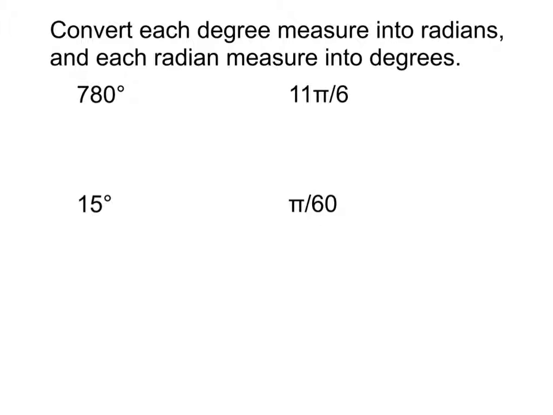Now let's check in and make sure you're heading in the right direction. Based on our notes that we took yesterday, we got a formula for doing these, and it's the same formula no matter which direction you're going. Hopefully you're using this: D over 360 equals R over 2 pi.